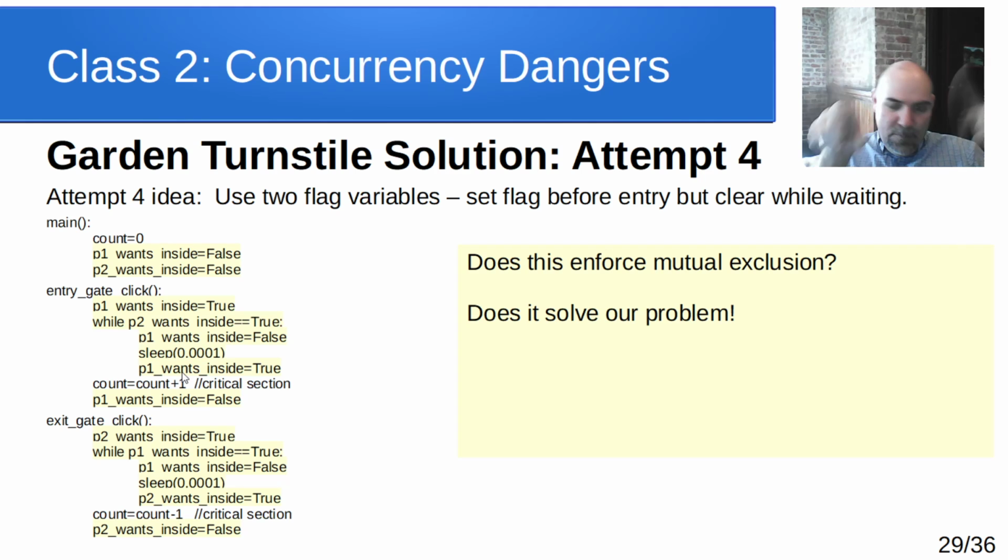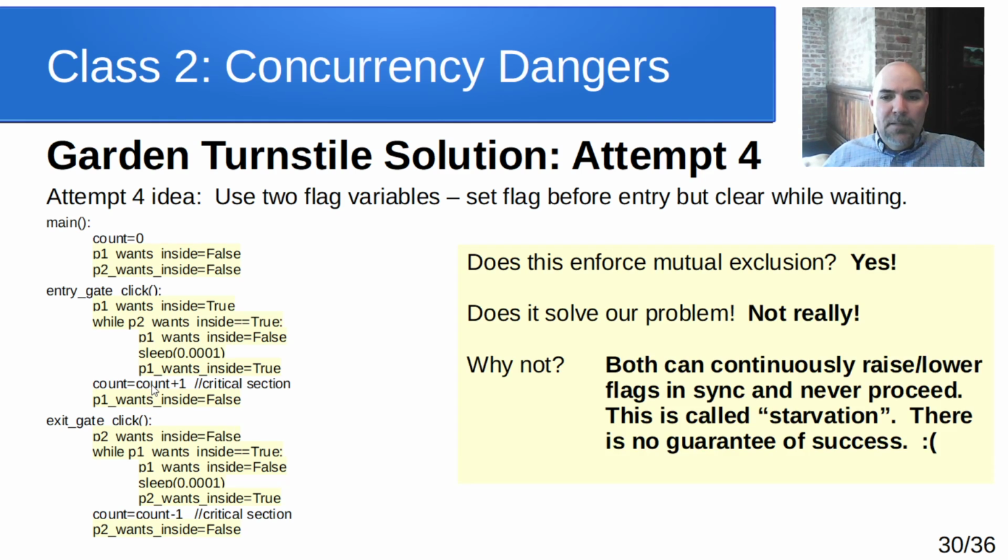And so now we have this situation where one of them, when he looks at this while loop again, will see it when the other guy puts it back, and he'll be able to proceed and get into here. Now we're getting close to being onto something here. But that does enforce mutual exclusion. It will not lock up in the traditional sense, but it has another problem. So does it solve our problem?